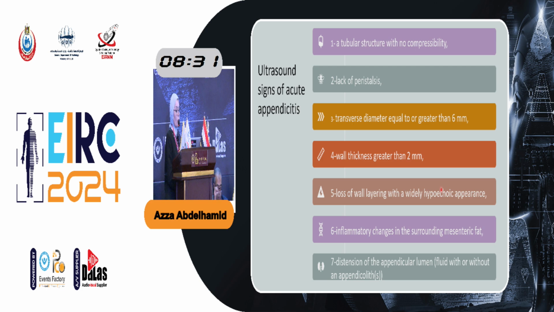Here are the ultrasound signs of acute appendicitis: tubular structure with no compressibility, lack of peristalsis, transverse diameter equal to or greater than 6 millimeter, wall thickness greater than 2 millimeter, loss of wall layering with wide hypoechoic appearance, inflammatory changes in the surrounding mesenteric fat, and distension of the appendicular lumen.